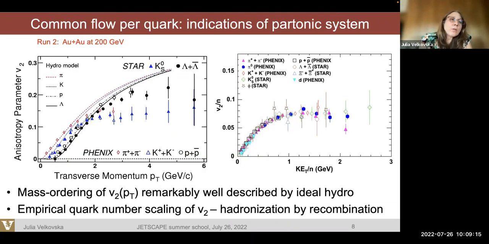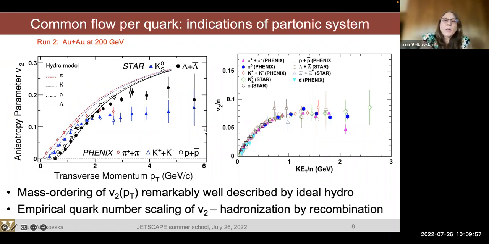Another way to look at this particle species dependence is to look at the flow, again measured for many different types of particles. Ideal hydrodynamics describes the distributions below 2 GeV remarkably well. At higher pT, a feature appears which isn't in this ideal hydrodynamic description, and that is that the baryons, the lambdas and the protons, have higher v2 than the mesons here, K short and pions.